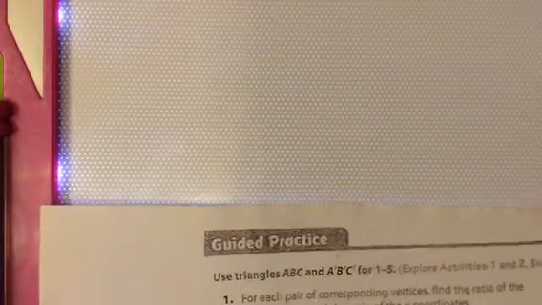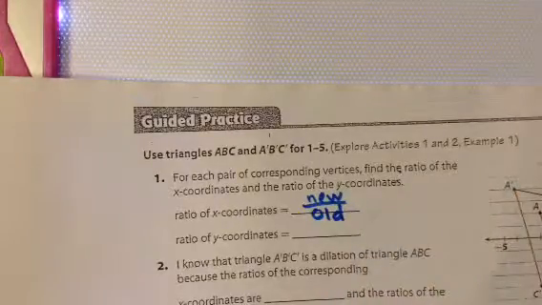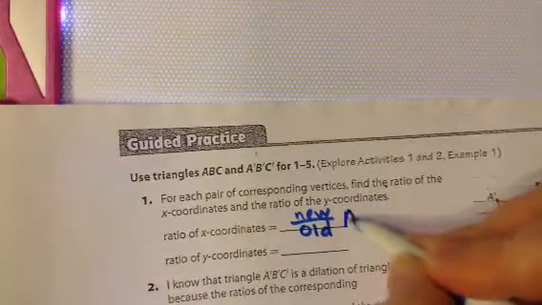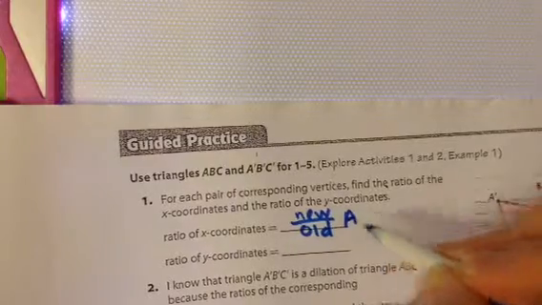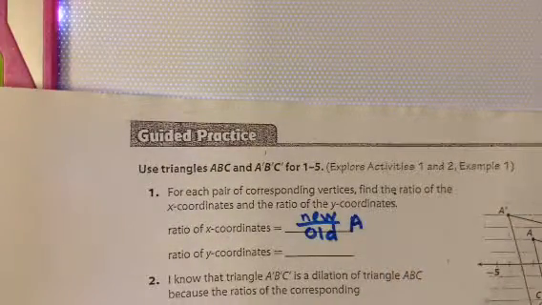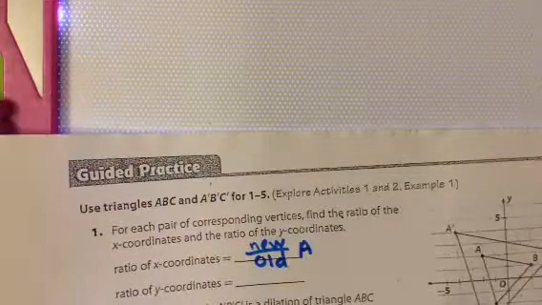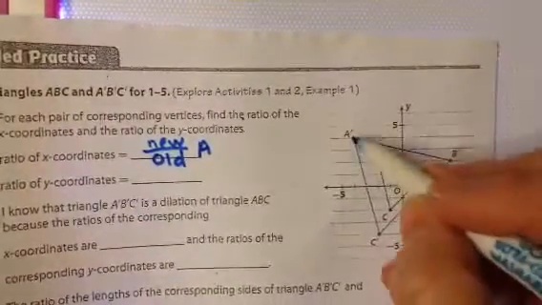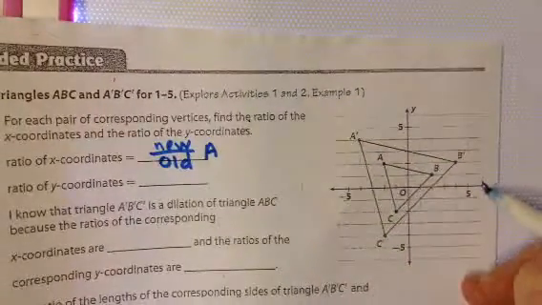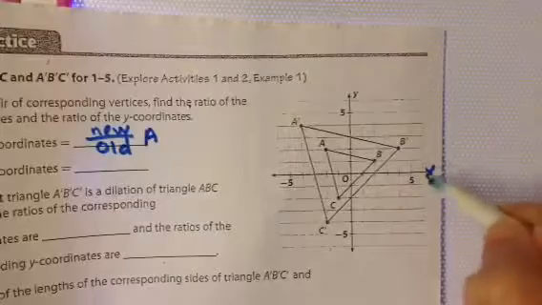Okay, so ratio of x coordinates. Do they want me to do all of them? I've got to do new over old. So I'm going to look at the A, yeah, let's just look at A. Okay, so for the x-coordinate, here's my x-axis, it goes this way.